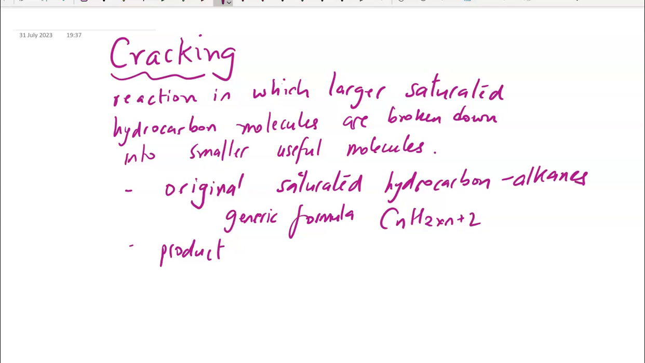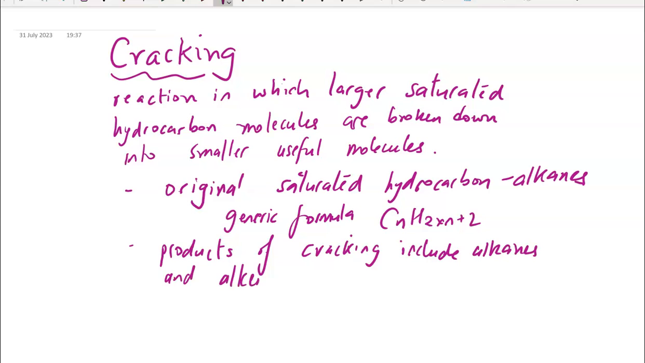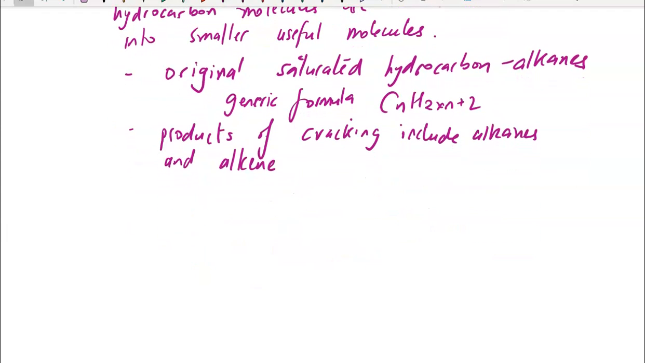The products of cracking, like I said, will include some alkanes and alkenes. Now, do you remember alkenes? They were the double bond hydrocarbons, which means they belong to a different homologous series. And their generic formula, if you don't know, is really easy if you have to draw display formulas in the exam: CnH2n, and this time you will see that the plus 2 has been taken away, simply because it's a double bond, not a single bond.